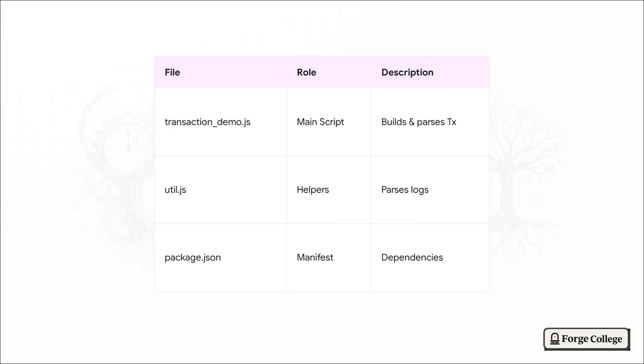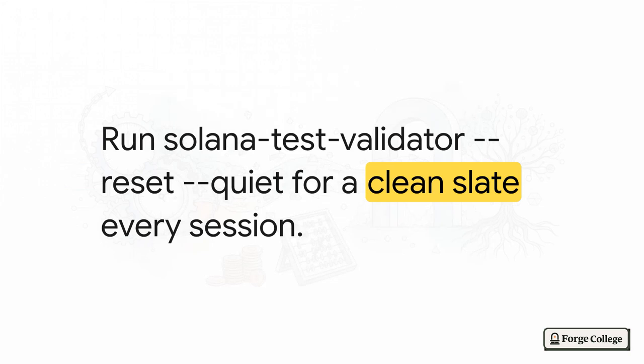Every good experiment needs the right tools, right? To get our lab set up, we're going to keep our logic perfectly organized into 3 essential Node.js files using the Solana Web3.js library. First up, we have transactiondemo.js. That's going to be our main script to build and simulate. Second is util.js, which will hold all our parsing helpers to extract compute units from the logs. And third, well, just our standard package.json manifest for dependencies. Super simple, totally modular.